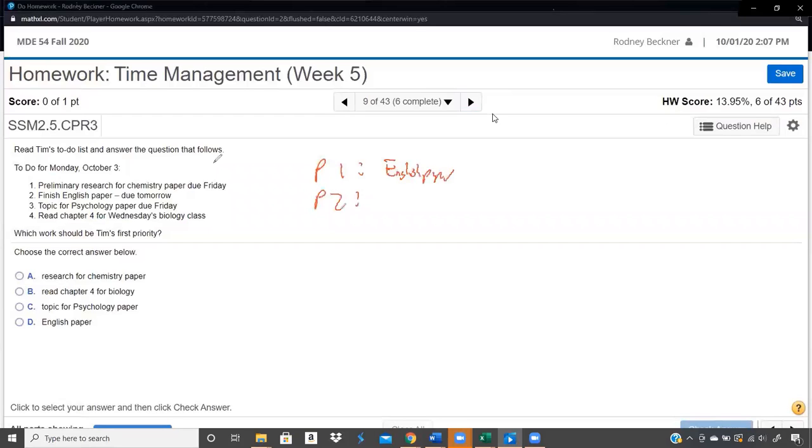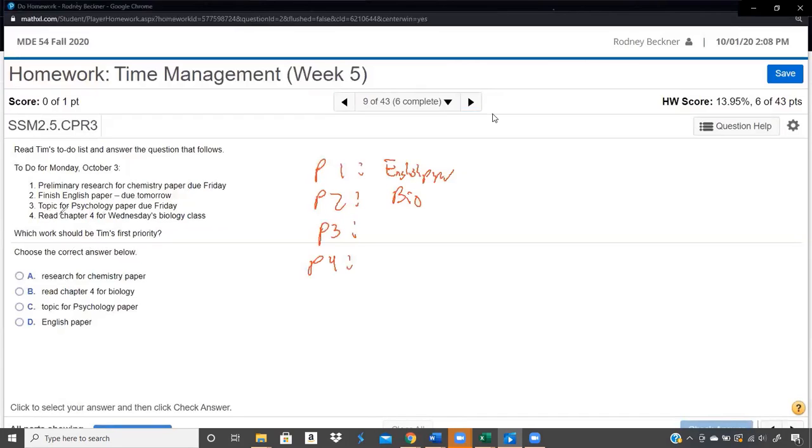Priority number 2, I would say, we've got to read chapter 4 for Wednesday's biology class. So I'm just gonna write bio. And then priority 3 and priority 4, again, these 2 would be interchangeable. Preliminary research paper for chemistry due, and then a topic for psychology paper due.